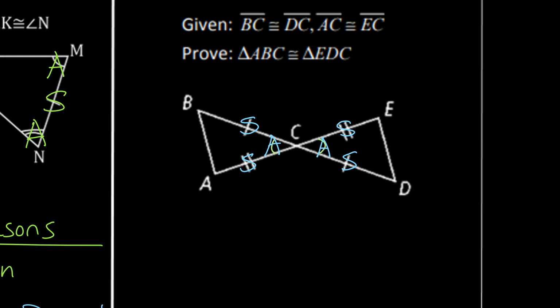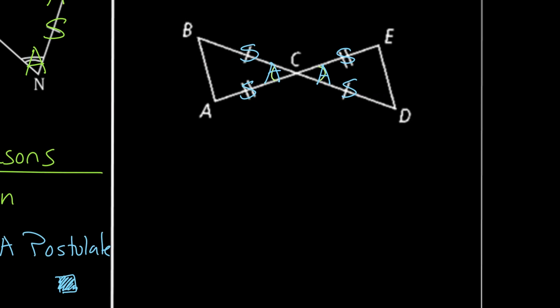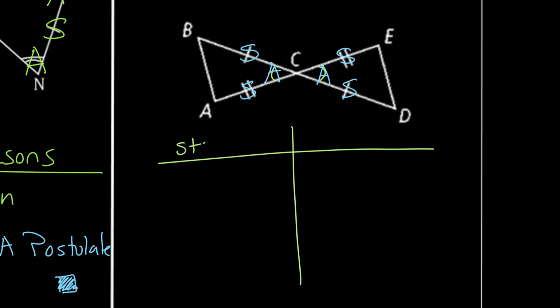So how many steps do you think are going to be in this proof? 3. Given, vertical angles, and then the congruence postulate. That's it. All a proof is, is more formally writing down your process. So let's do it. How do you label the angles that are congruent? Like, in your statements part, how do you label that they're vertical?